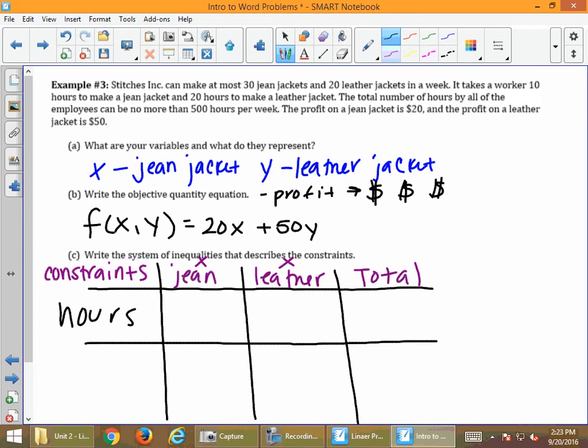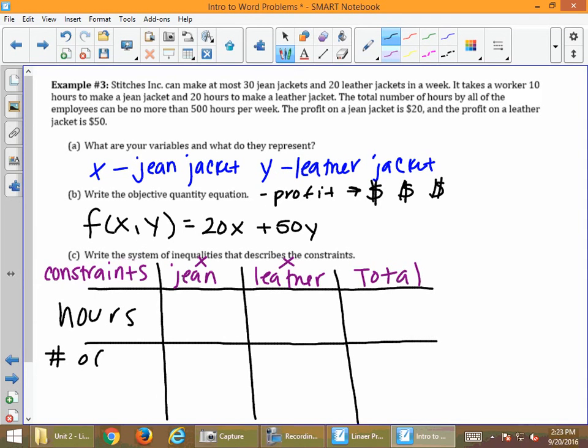Can I make 1,000 jean jackets? Can I make 500 leather jackets? Why can't I make those? It tells you in the very first sentence. How many jean jackets are you allowed to make? Oh, you can only make 30 jean jackets in a week. You can only make 20 leather jackets in a week. That's limiting you, because what if I want to make 500 jean jackets in a week? I can't. It's constraining you. It's keeping you from making a certain amount. So that's going to be one of them.